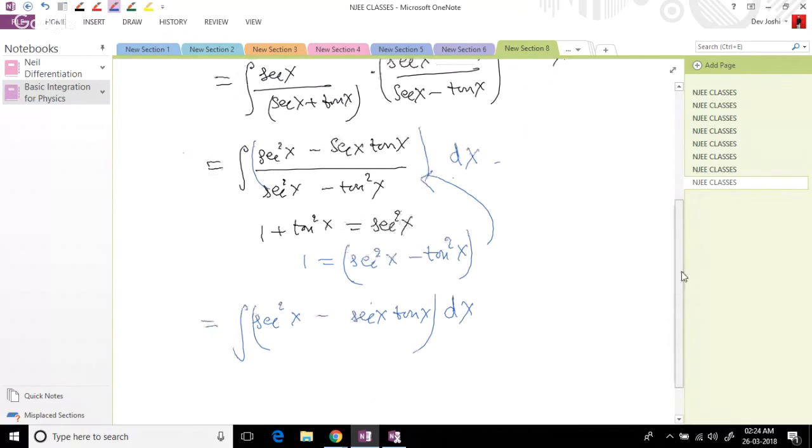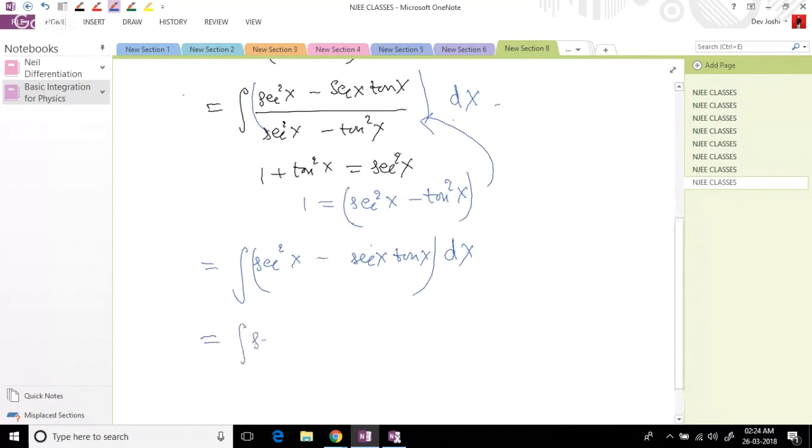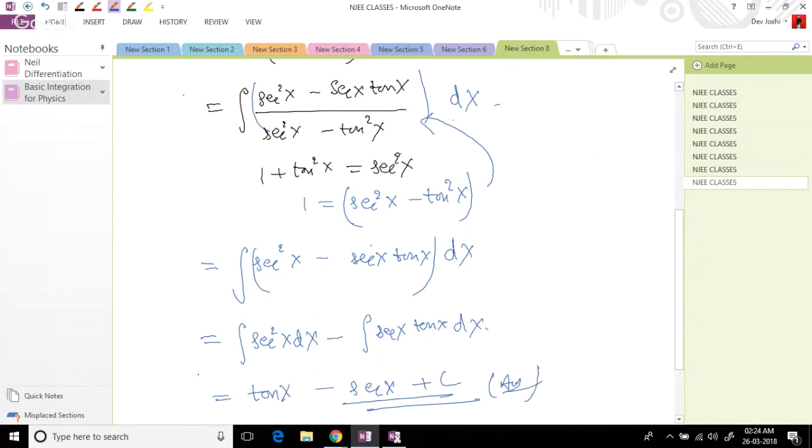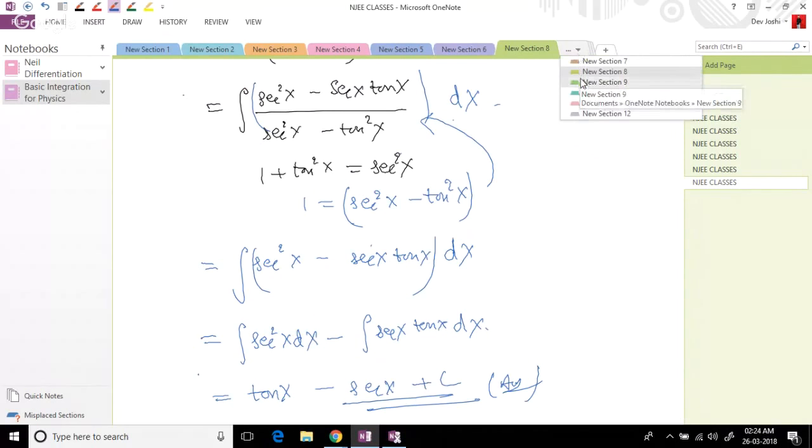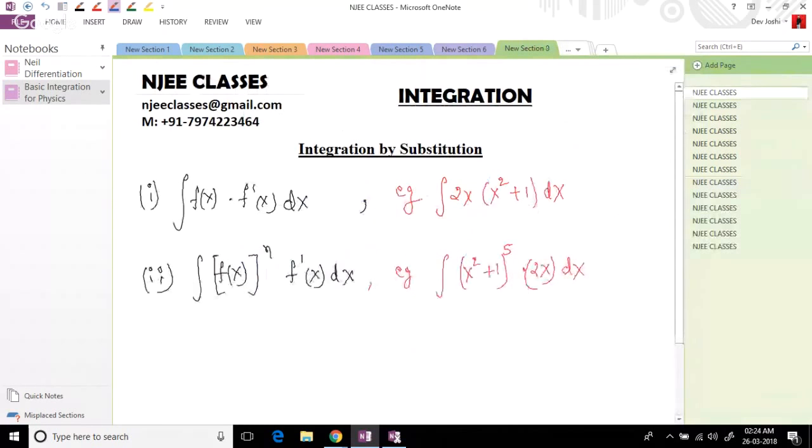So what we are having is going to be equal to the integral of sec square x dx minus the integral of sec x into tan x dx, right? So what is the integration of sec square x? That is simply tan x, minus sec x tan x, which is sec x, plus c. So that is how we can have the final solution. All right. So I hope you understand the very basic gist of how to do the integration of basic formulas, right?